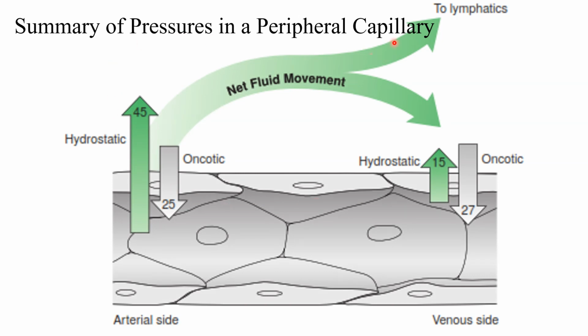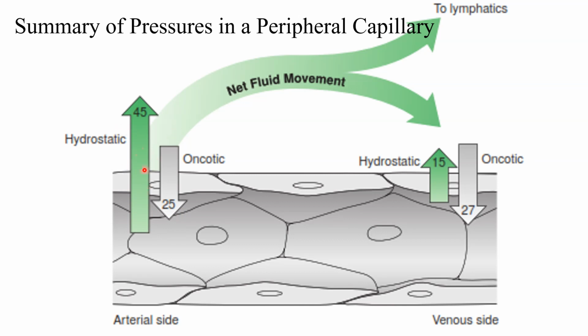So let's see here. Summary of pressure in a peripheral capillary. Look here. Arterial side, what happens? Hydrostatic pressure is more, 45. And oncotic pressure, how much? 25. That depends on the difference between the solute molecules outside and inside. Sodium, potassium, etc. are small and permeable through the capillary. But protein is not permeable. That's why protein is the major source of the osmotic pressure.